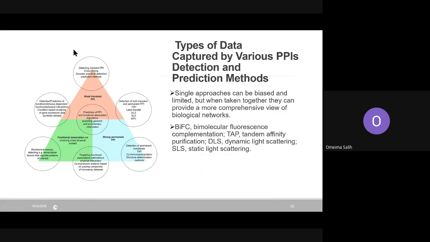This diagram shows other methods and how they interact. For example, if you are working on weak transient protein-protein interactions and you want to see their functional association, besides the prediction you need to study the functional association in vivo. Or do evolutionary studies with other proteins, to see how this protein evolved. So it is important to link your study with other proteins and other methods.